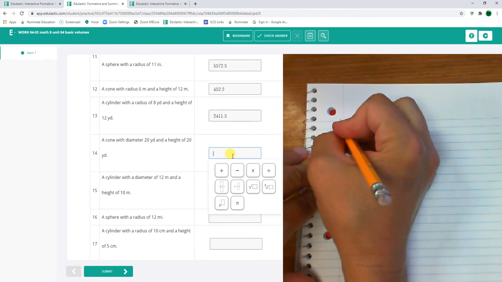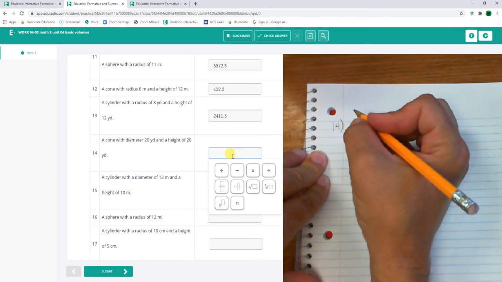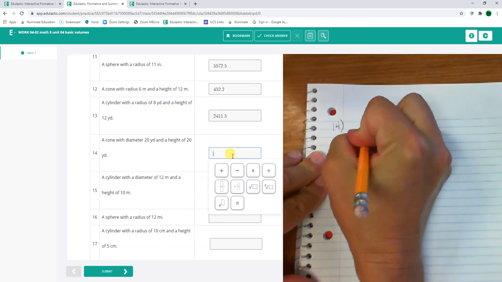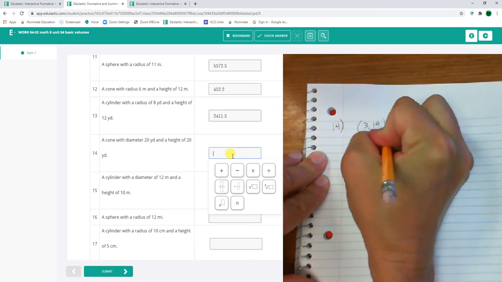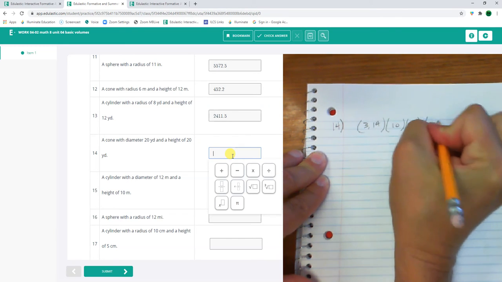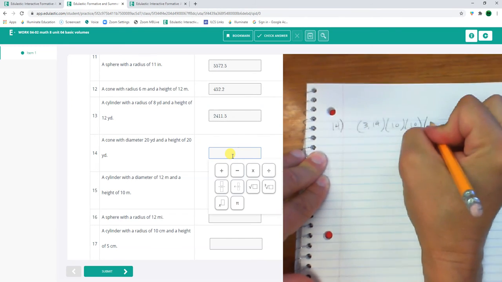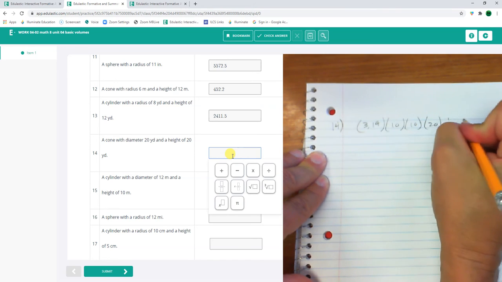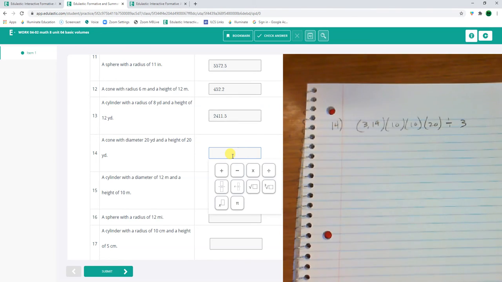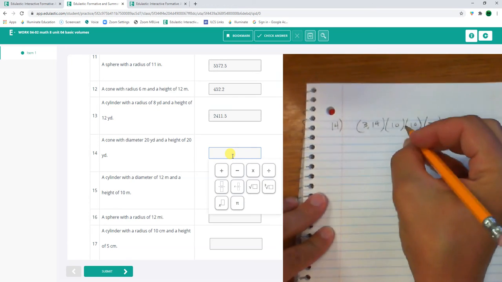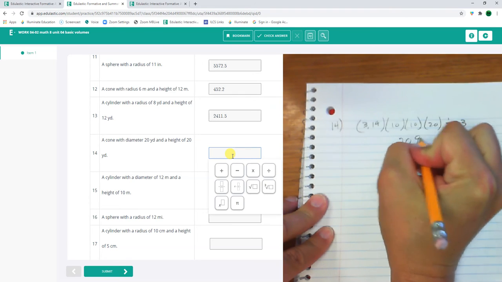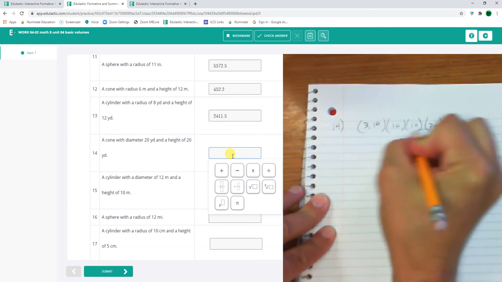A cone with a diameter of 12 and a height of 20. Diameter is 20, so the radius is 10. So 3.14, radius is 10, radius is 10, height is 20, and it's a cone. There's my cone. 2093.3.